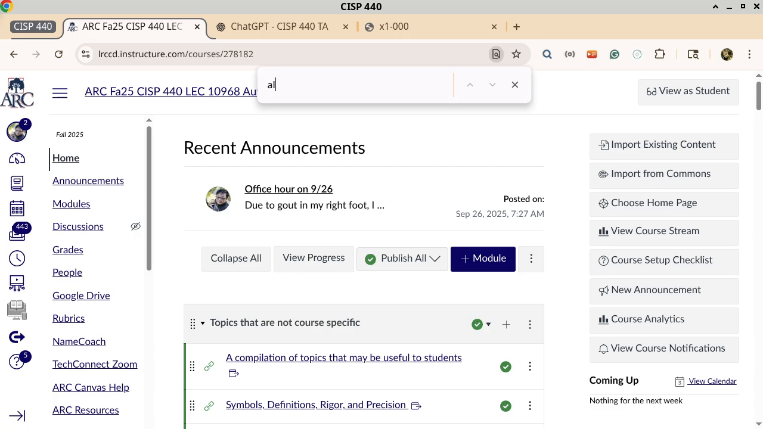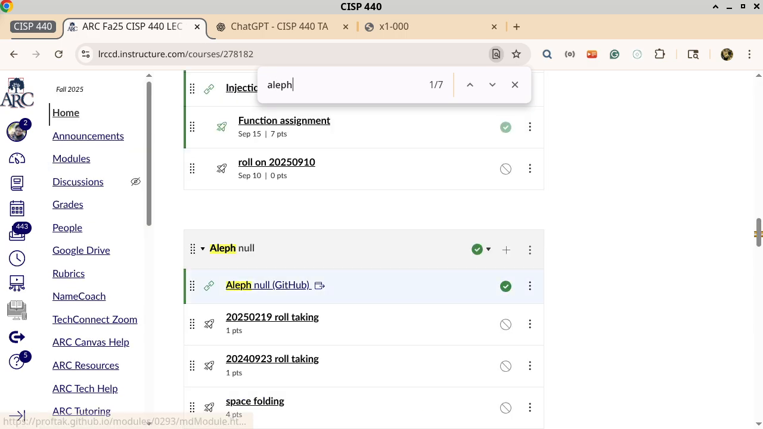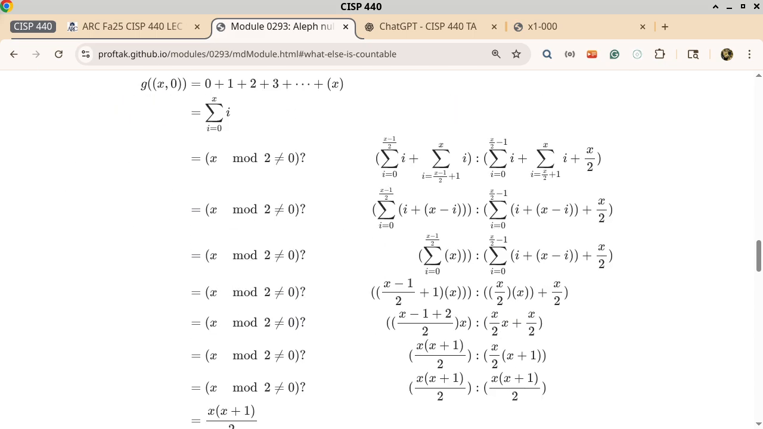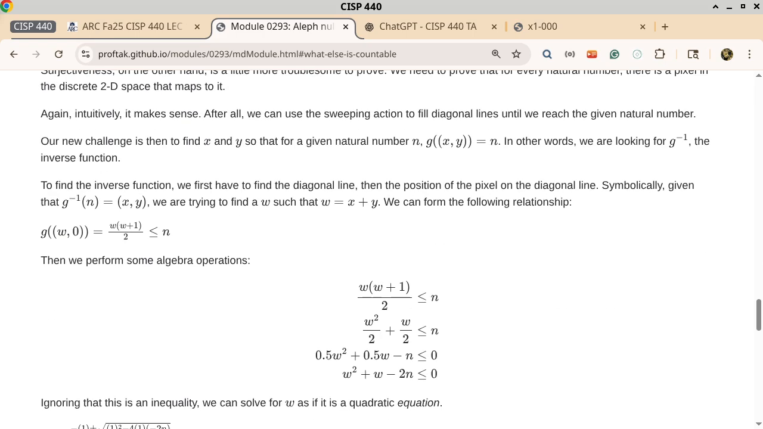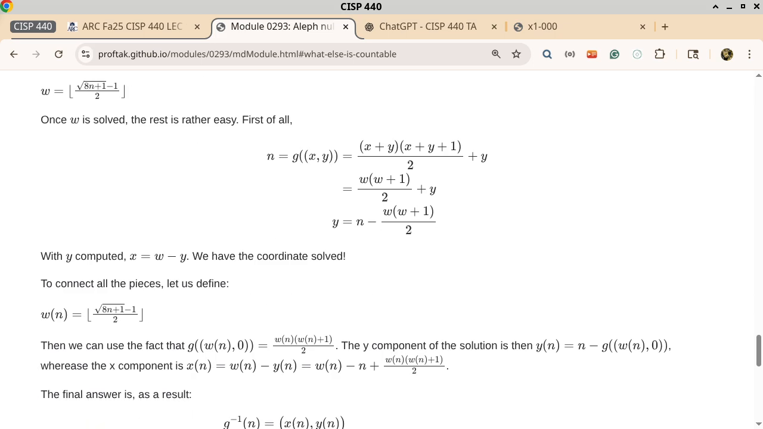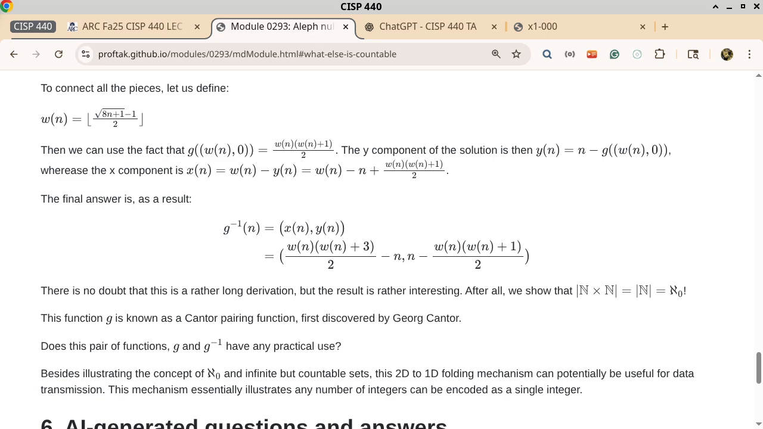So what you do is you go to the Aleph null module, and this is also why I asked you guys to put all the definitions and all the functions in the same place, because now you only have one piece of paper to carry with you. So we go to here, and then we go all the way to the inverse function. Because we are given n already, we need to reverse n, which is a single natural number, back to the x and the y. So you can plug it in here, figure out what is w of n, and then plug it into here, or you can just show me step by step how you did it. So I'll just go ahead and do this part first.